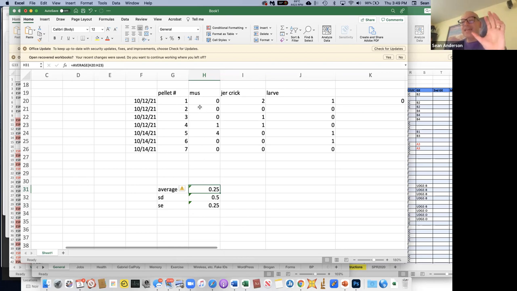So that's going to tell us the average number of moose, the average number of mice per pellet on that date. And then the next is going to be the average number of Jerusalem crickets per pellet on that day, et cetera.